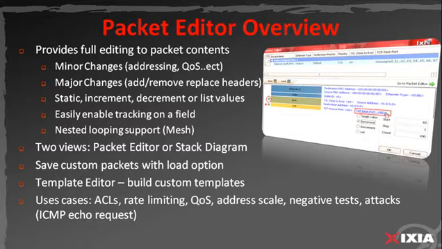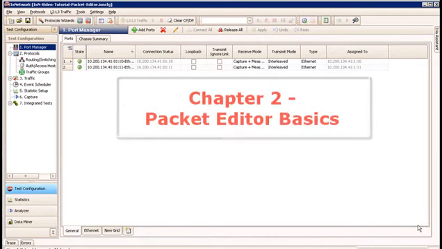Once a user is done editing a packet, it can be saved and loaded again into another configuration. There's also a deep library of packet templates, but if the one you want is not there, it can be easily added with the template editor. This provides users with an integrated tool to build packet templates. Some use cases for the packet editor include access list testing, testing rate limiting, QoS testing, address scale testing, negative test cases, and attacks like building ICMP echo requests.